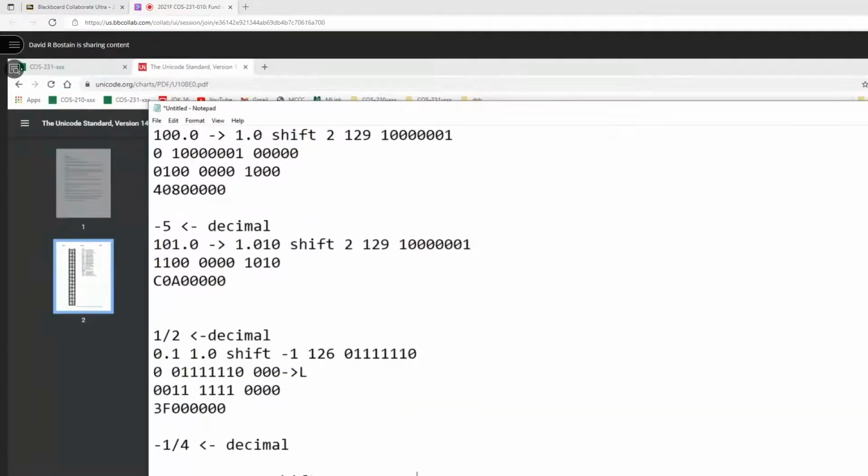So that means we're going to take 127 minus 2 equals 125, right? Correct? Yes. So how can we get 125? Well, we can write out 127, and we can get rid of 2. So there's our exponent.